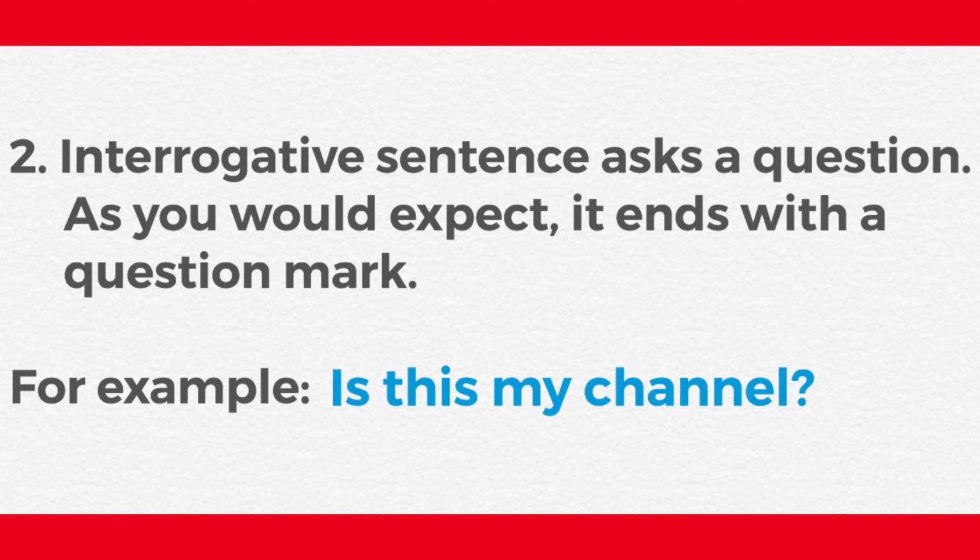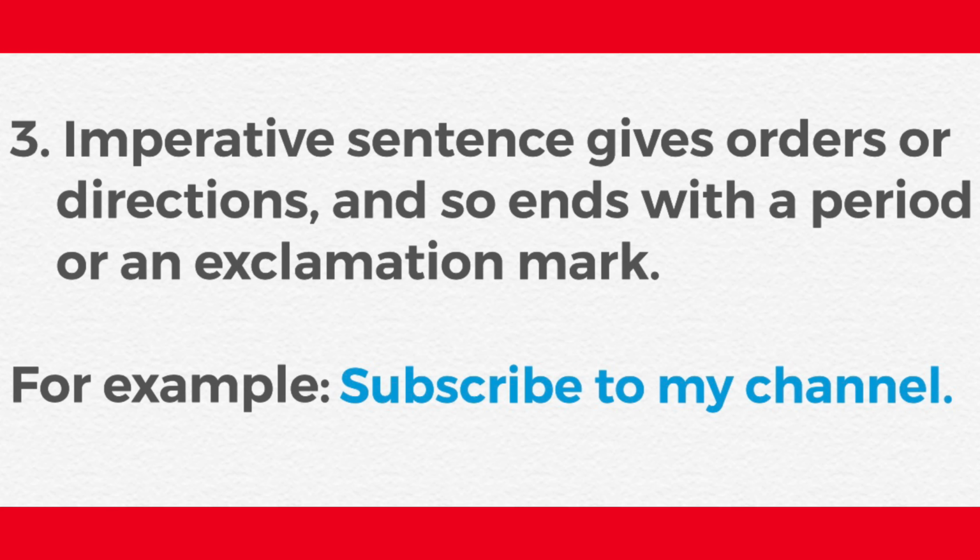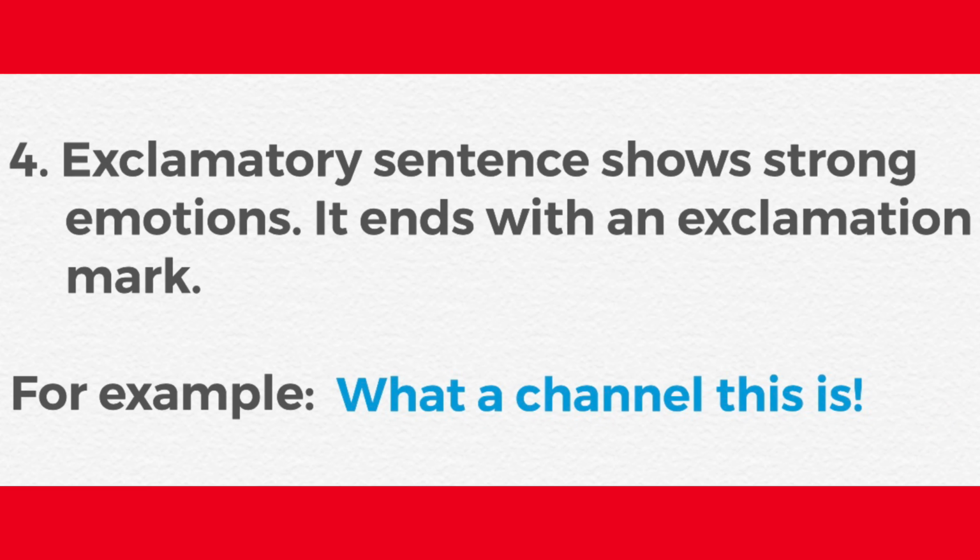The next type is the interrogative sentence. It is a question sentence, so we expect it to end with a question mark. Example, is this my channel? The third type is the imperative sentence. It gives orders or directions, and so it ends with a period or an exclamation mark. For example, subscribe to my channel. The last type is the exclamatory sentence. It shows strong emotions, and it ends with an exclamation mark. For example, what a channel this is.